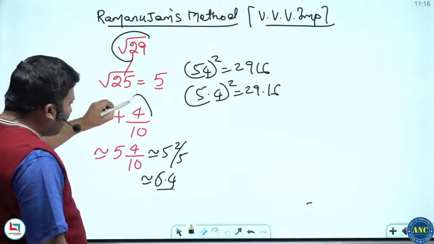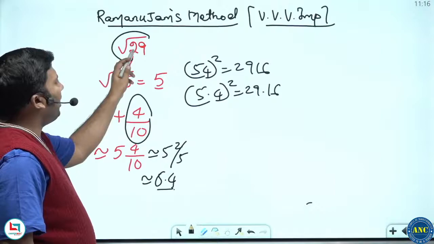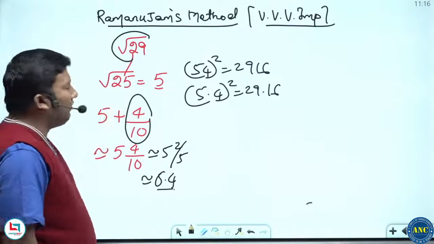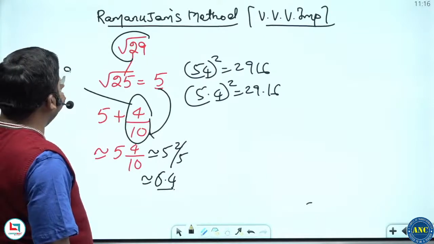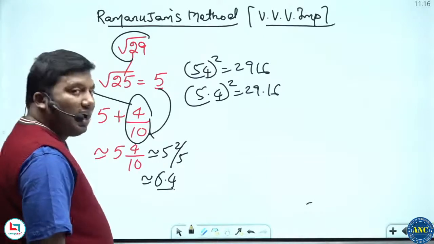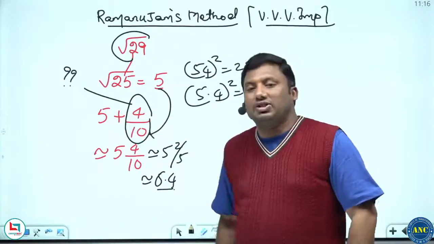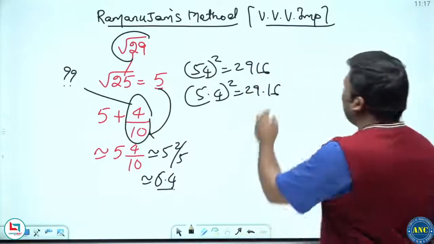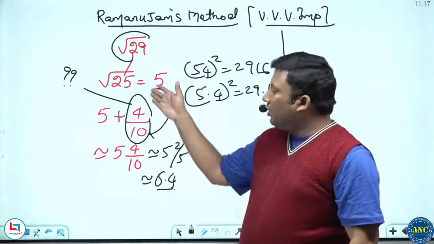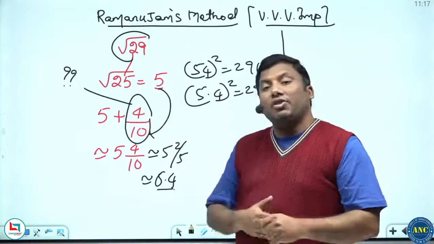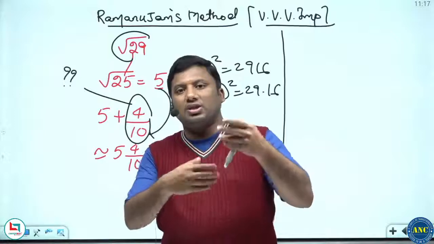I asked, did you discuss with the students how you got this 4 by 10? You are telling it vaguely: 29 minus 25 is 4, and double this value. This is where some smart students will ask you a doubt, and smart students know that you are just telling it from a textbook without giving the proof. If you see any YouTube videos where they are teaching like this without giving the proof, you can understand the level of subject knowledge they have.